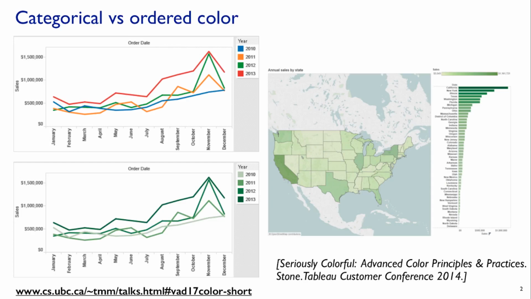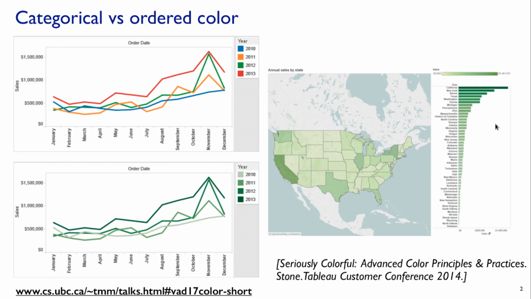Here's an example of categorical versus ordered color. In this visualization here, the colors are basically different hues representing years. And even though the years are ordered, the colors don't really have any particular ordering to them. Whereas in this example down here, the colors themselves do have a natural ordering because they vary in luminance. This way of using color is, in a way, more meaningful, more readable, because you can tell that the darker lines represent years that come after the lines that are lighter than those.